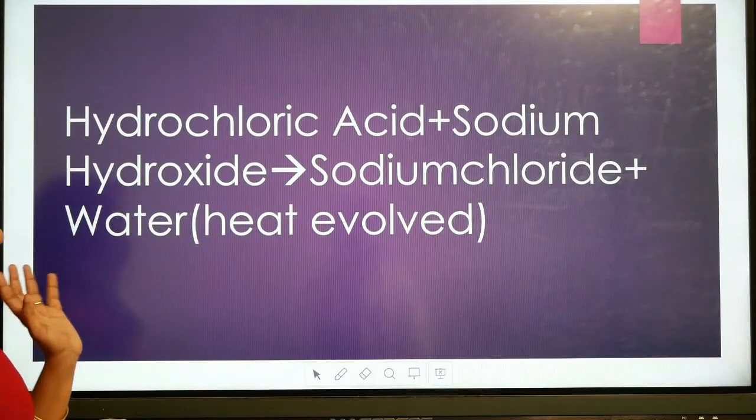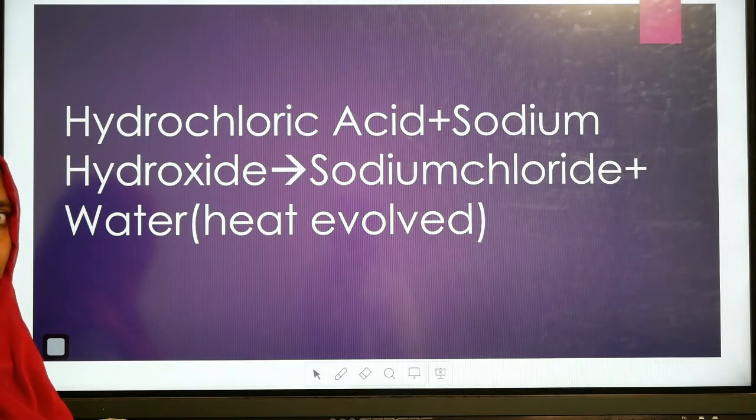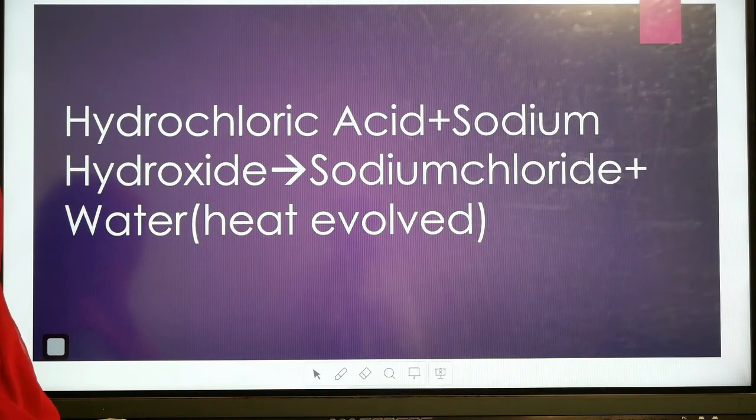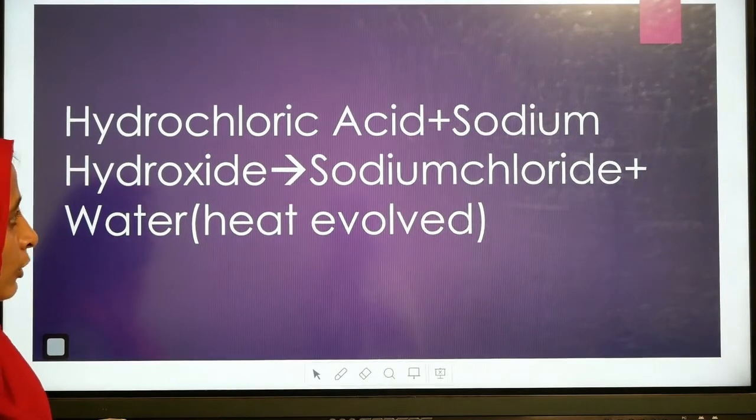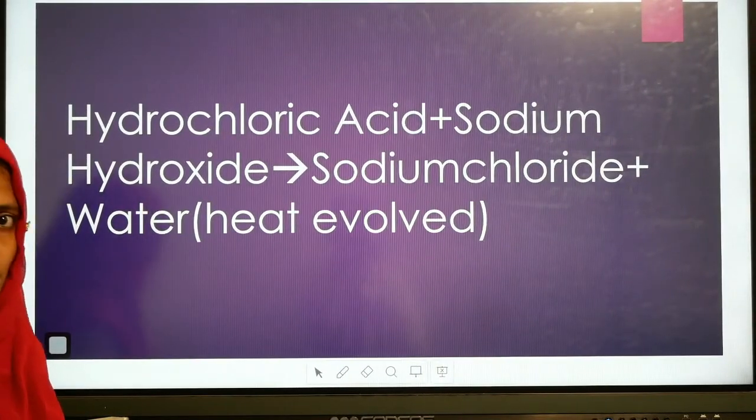See what is happening between sodium hydroxide and hydrochloric acid. Hydrochloric acid is reacting with sodium hydroxide and giving two new substances. The salt formed over here is sodium chloride. Sodium chloride is a familiar thing to you. Do you know what it is? It is common salt, the salt that you use in your home. And along with that, water is formed, and it is a reaction in which heat is also evolved.